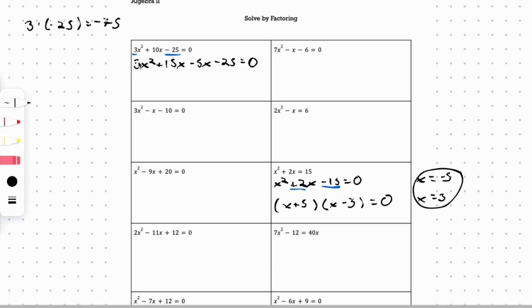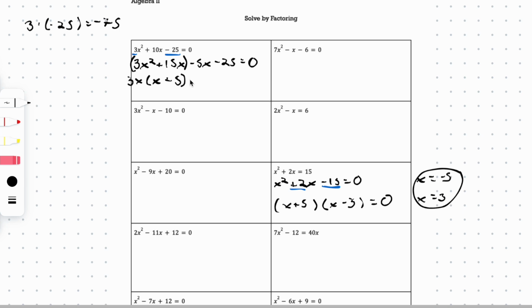Okay, and from here, what I want you to do is look at our first two terms. Just separate this. What's the most that we can factor out of these two terms? Well, the greatest common factor is going to be 3x. So I'm going to have 3x, and then we're going to have x plus 5 once we factored that out.